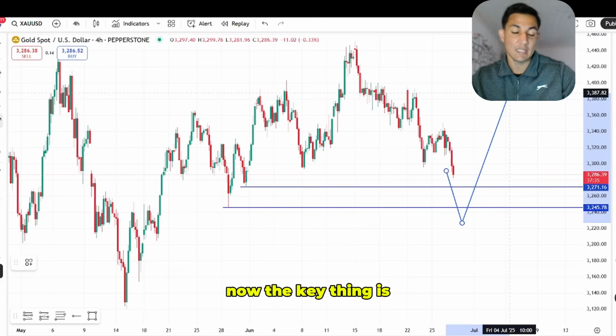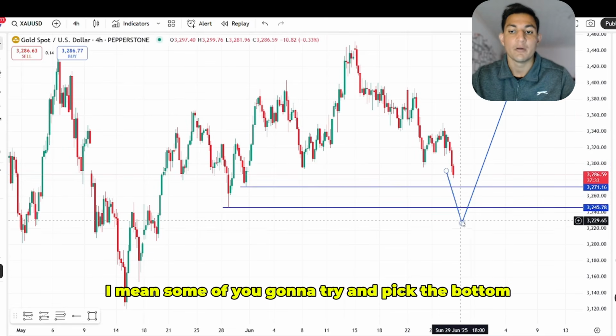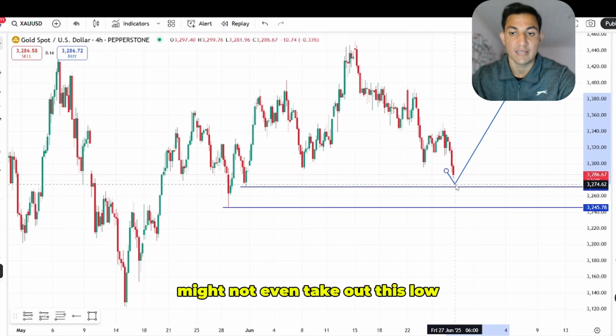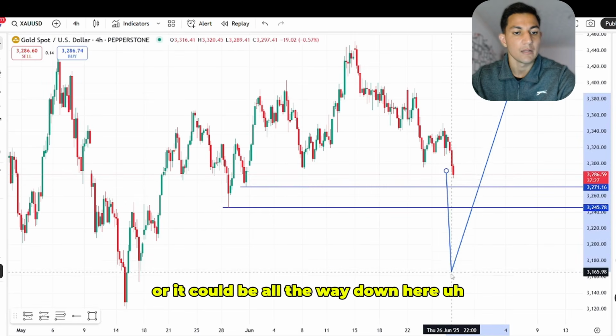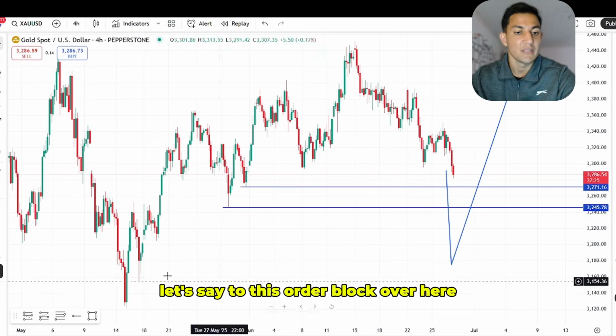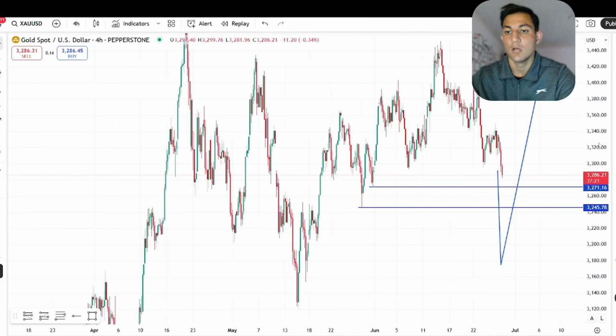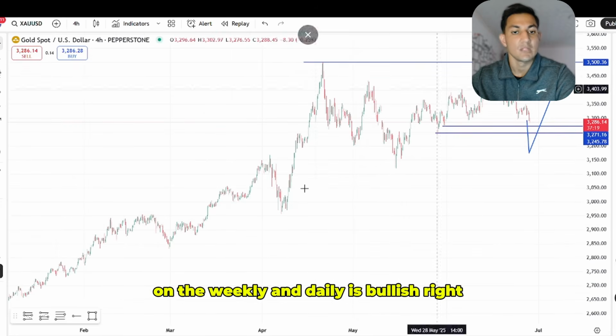Now, the key thing is, some of you are going to try and pick the bottom. No one knows where this point will be. It could be all the way up here. It might not even take out this low. Or it could be all the way down here, let's say, to this order block over here. No one knows when it is, but overall, the order flow on the weekly and daily is bullish, right?